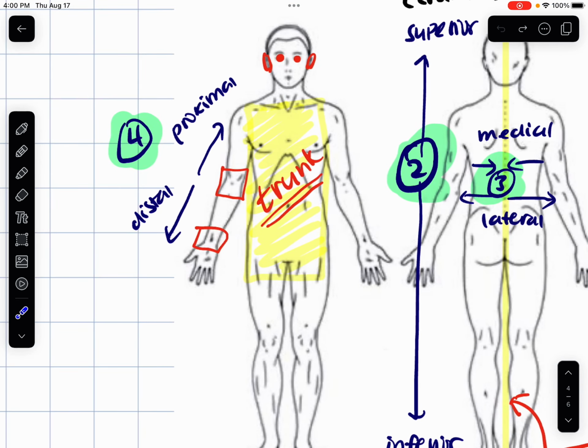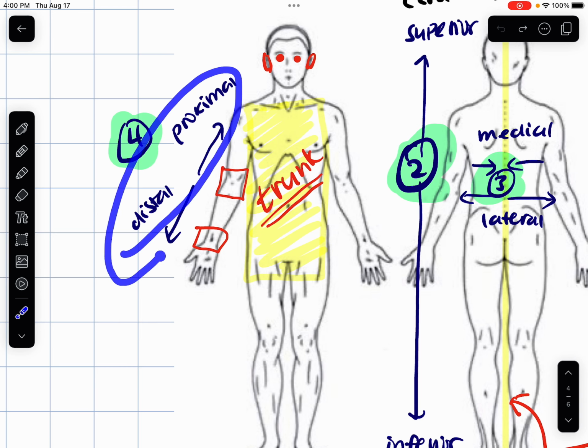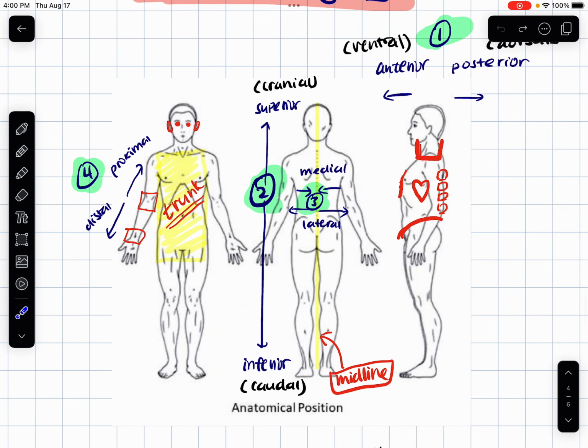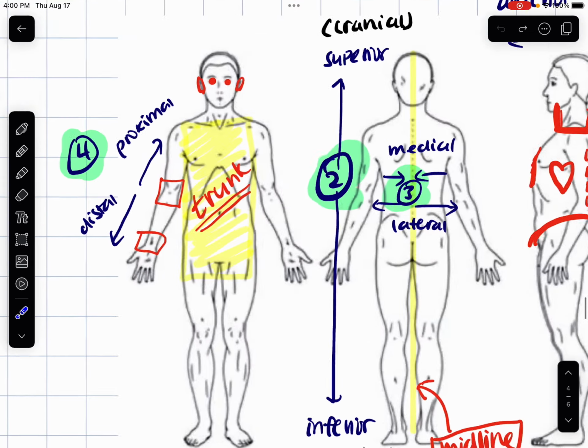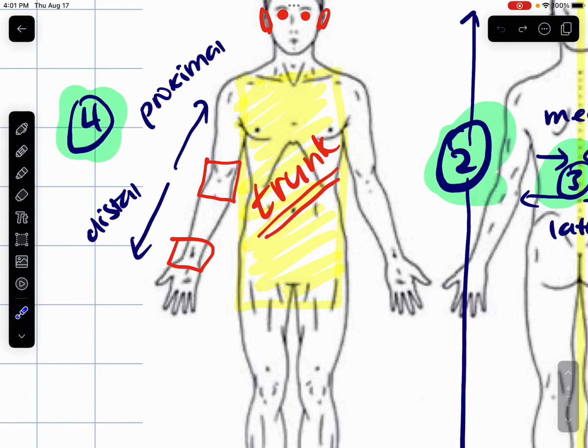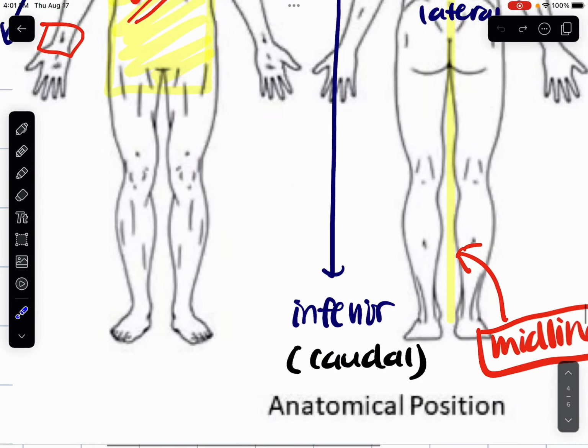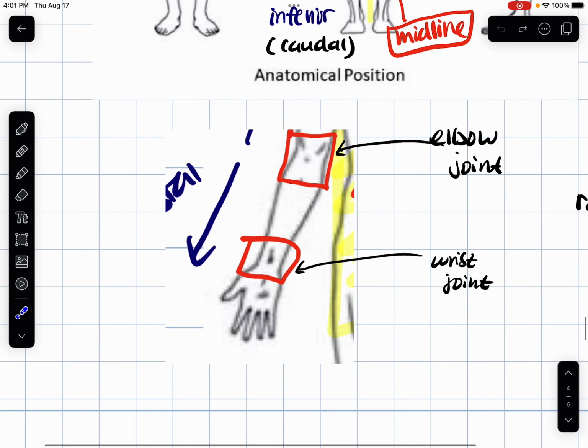And finally, we have the proximal and distal. And when we talk about proximal and distal, we use the trunk as a reference. So if something is closer to the trunk of the body, we say it's proximal, and if it's away from the trunk of the body, we say it's distal. And in this scenario, let's use the elbow and the wrist joint as an explanation. So here's a zoomed in version of it.